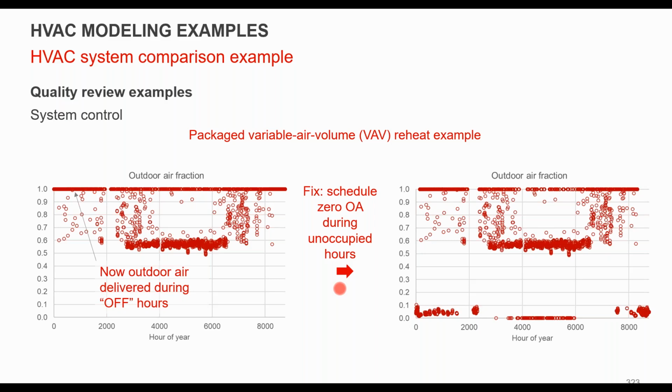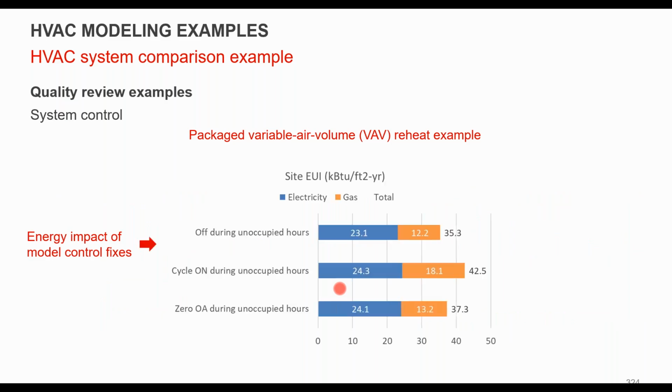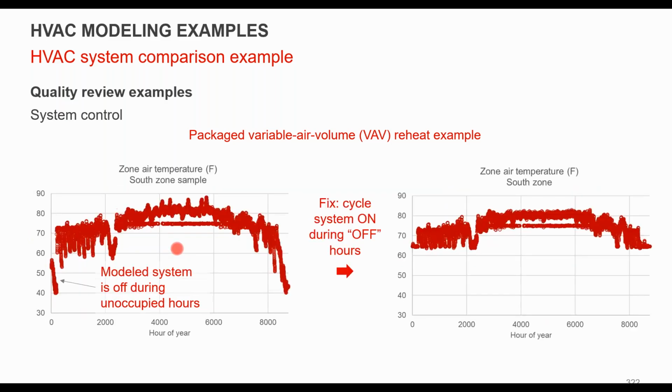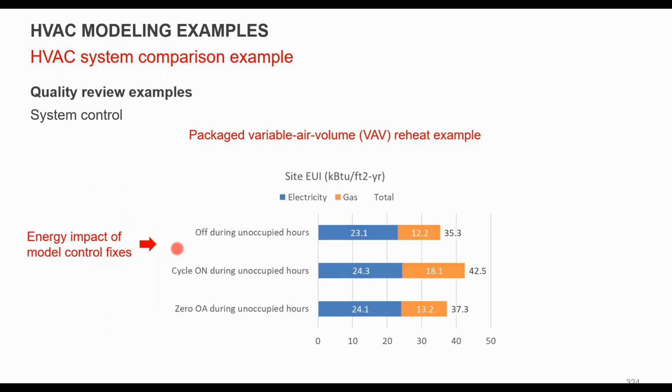Unmet hours is a whole other topic, we could talk six hours about that. So what happened when you actually changed those? We'll talk about these two fixes: keeping your indoor zone temperature a little bit tighter so you're not floating so much, and fixing this outdoor air fraction problem.